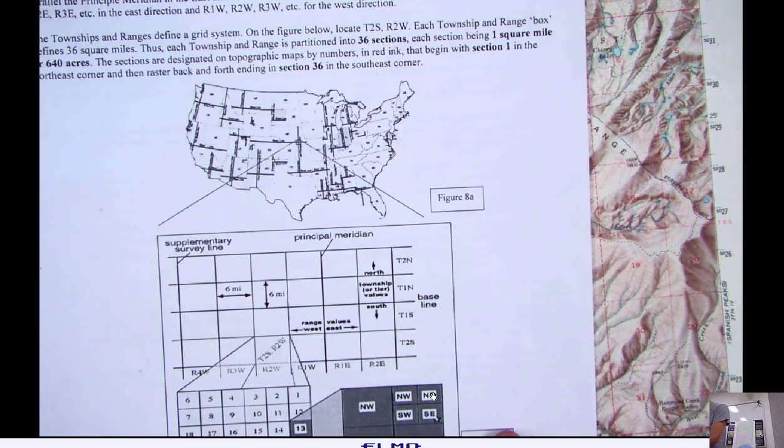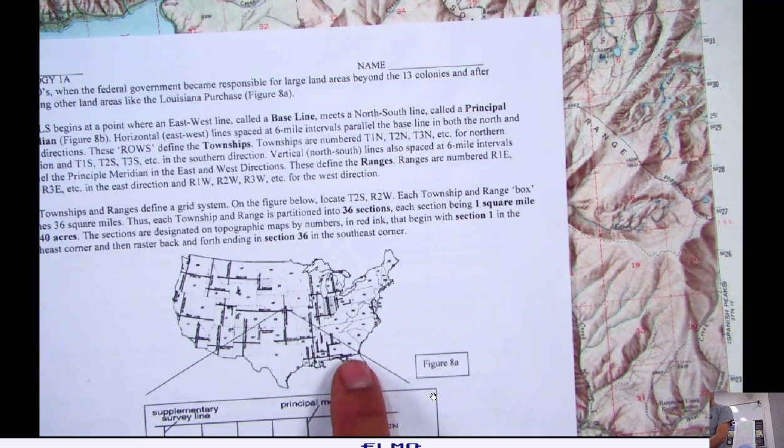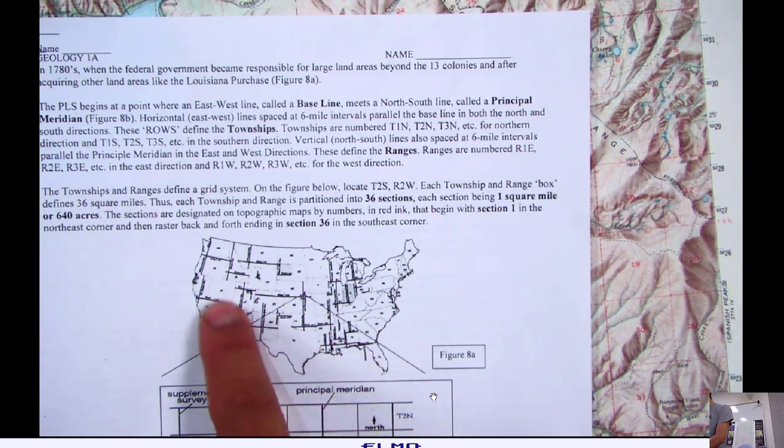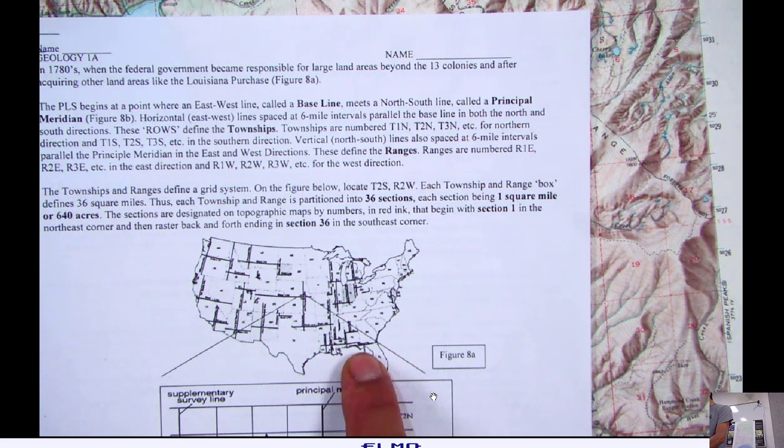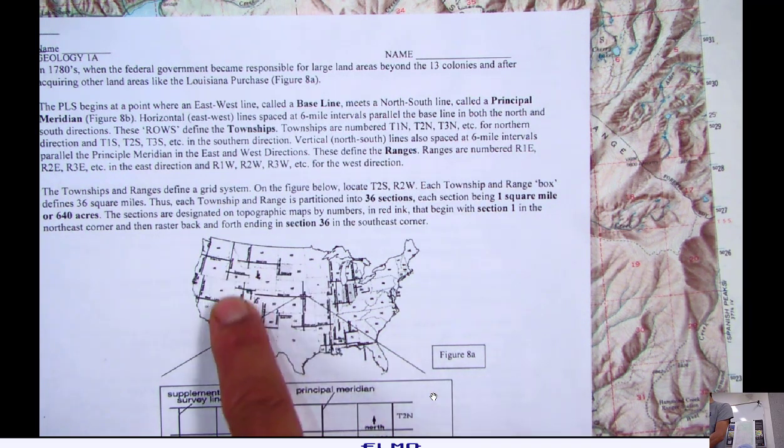And then we're going to have ranges that go east or west, right? So range 1 east, range 2 east, range 1 west, range 2 west. And those are ranges east or west of that principal meridian. You can see there are principal meridians and baselines mostly in the western United States. The 13 colonies kind of had their own method back in the 1700s and 1600s. And so we mostly use this for the western United States.